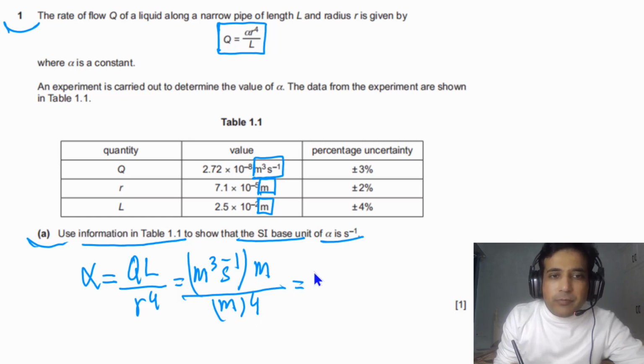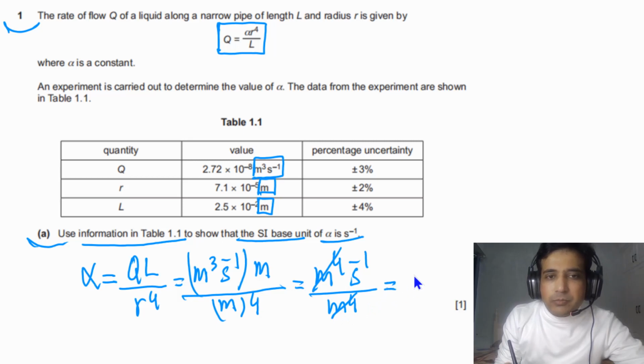Now we can simplify. So in this case we will get m to the power of 4 and s to the power of minus 1 divided by m to the power of 4. And this m to the power of 4 we can cancel with this one. So simply we are left with s to the power of minus 1. And this is what we need to show for this one. So the answer for this one is here.